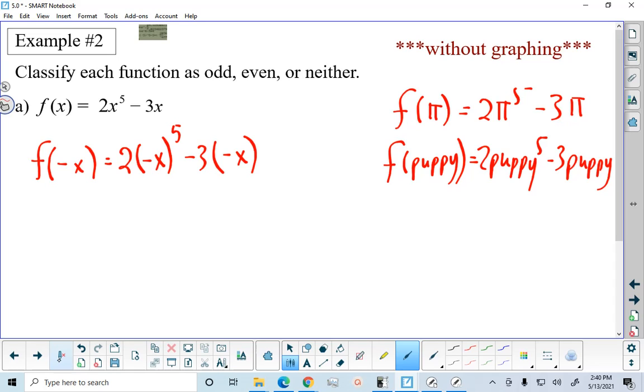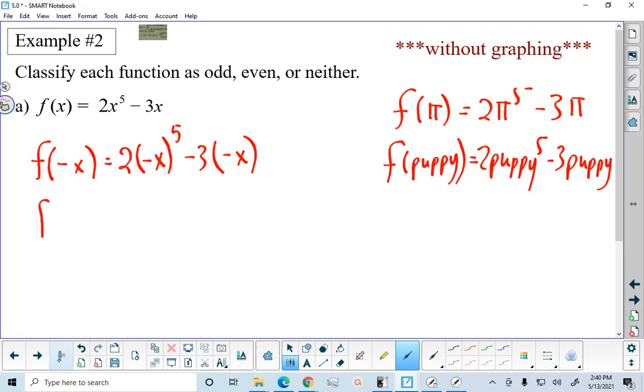And we're finding f of negative x so we can compare it to f of x. Because if we get the exact same thing, then the function is even. If we get the exact opposite thing, it's odd. And if we get something that's neither, then it's neither.